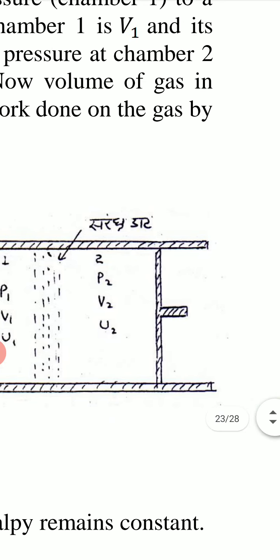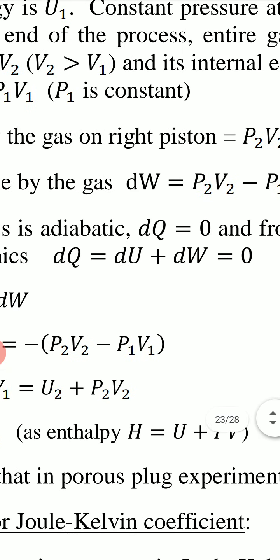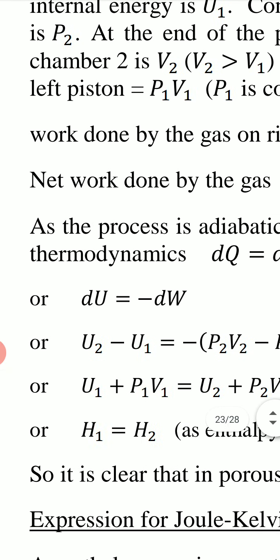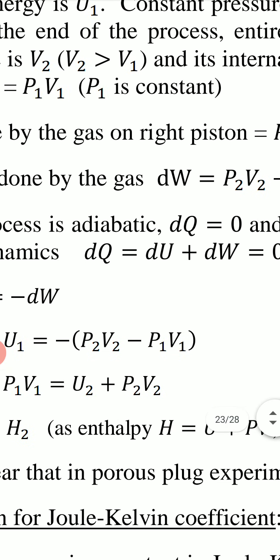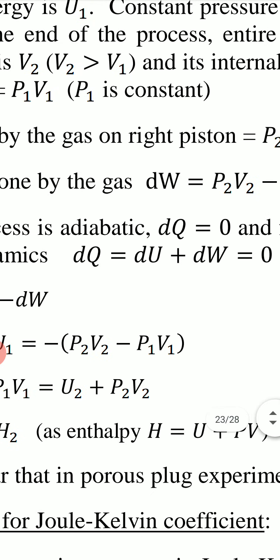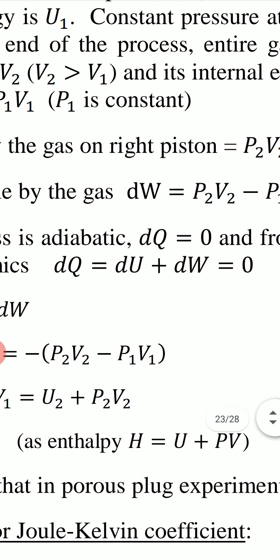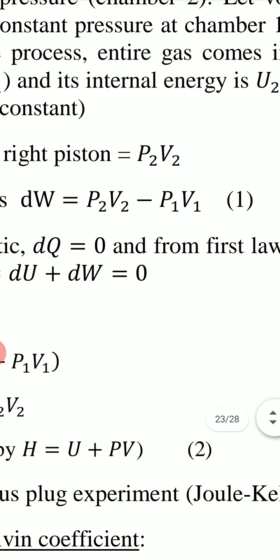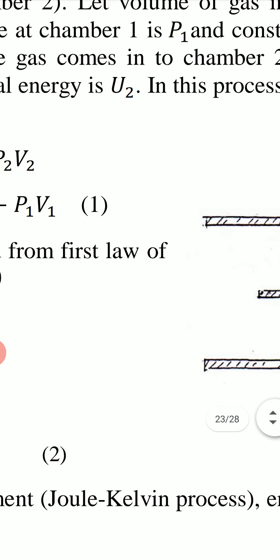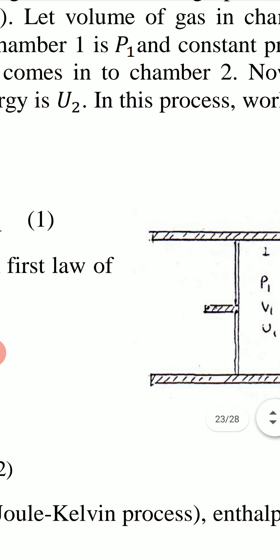In chamber 2, now volume of gas is V2 and V2 is greater than V1 because we are expanding the gas. Gas is expanding, it means its volume increases. V2 is greater than V1 and let its internal energy be U2 in chamber 2.